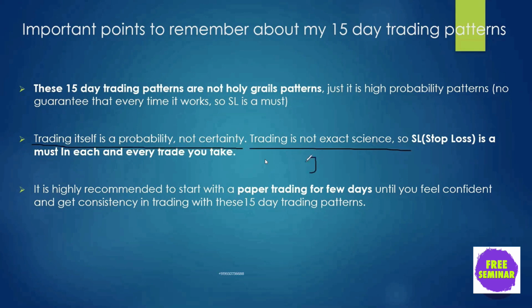That is what I said earlier also. Trading is not like mathematics. 2 plus 2 in mathematics always becomes 4. It never becomes 3, it never becomes 5. Always it will become 4, right? That is known as certainty. That means 100% 2 plus 2 is going to become 4. But trading is a probability. That means 2 plus 2 does not necessarily have to be 4 all the time.